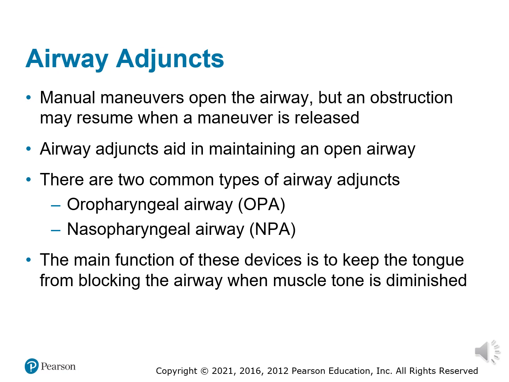There are 2 common types of airway adjuncts: the oropharyngeal airway, also known as an OPA, or a nasopharyngeal airway, known as an NPA. The main function of these devices is to keep the tongue from blocking the airway when the muscle tone is diminished.